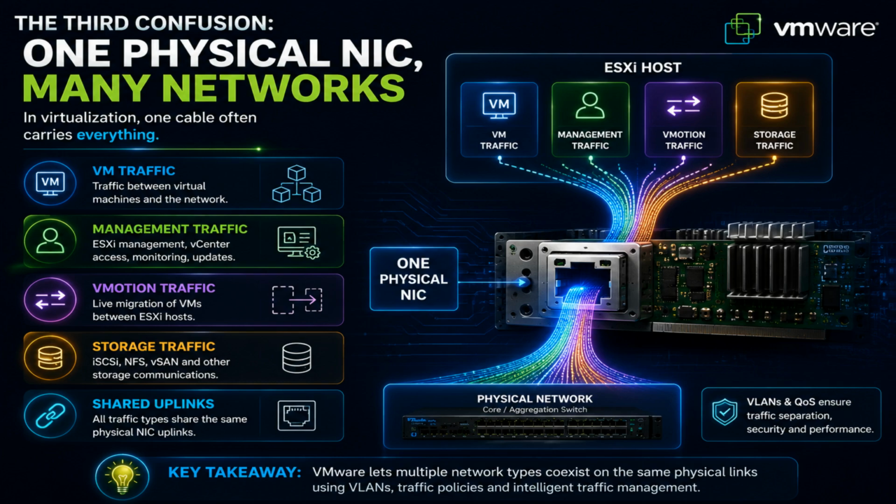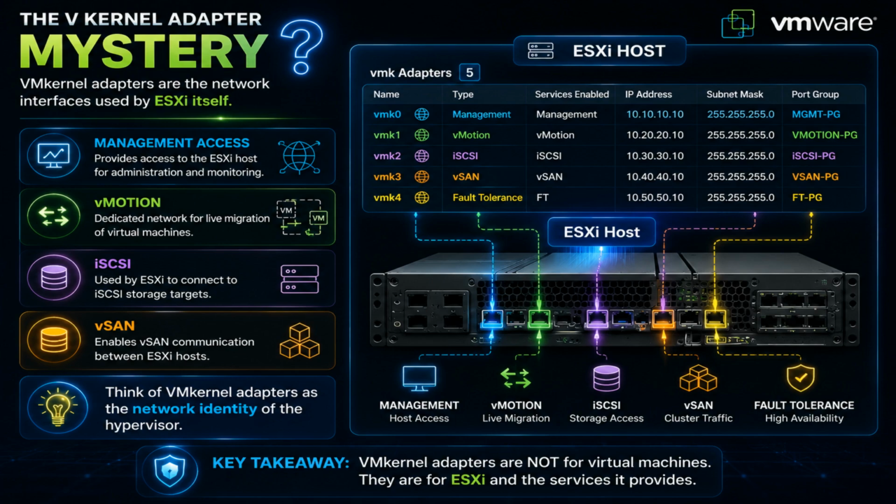And that leads us to the most misunderstood networking component inside ESXi. What exactly is a vMkernel adapter? Many engineers assume vMkernel adapters are used by virtual machines. They're not. vMkernel adapters are used by ESXi itself. Need management access? vMkernel. Need vMotion? vMkernel. Need iSCSI connectivity? vMkernel. Need vSAN communication? vMkernel. Think of vMkernel adapters as the network identity of the hypervisor. They're how ESXi communicates with the rest of the infrastructure.